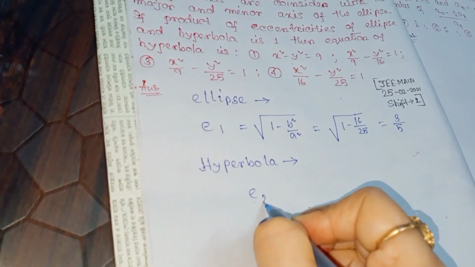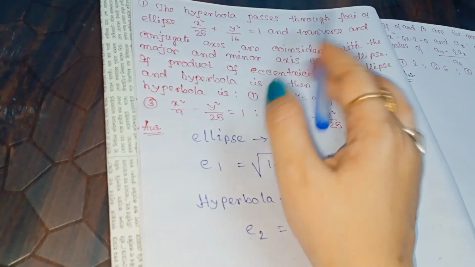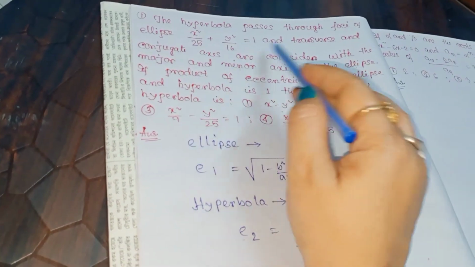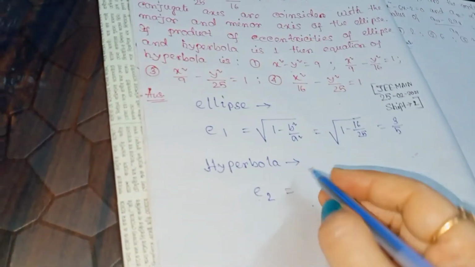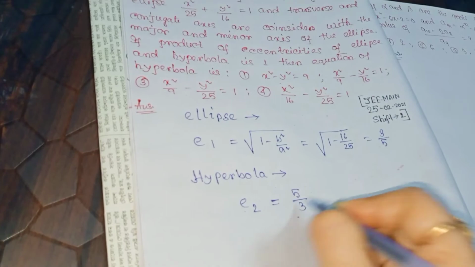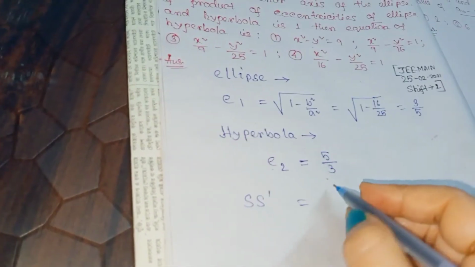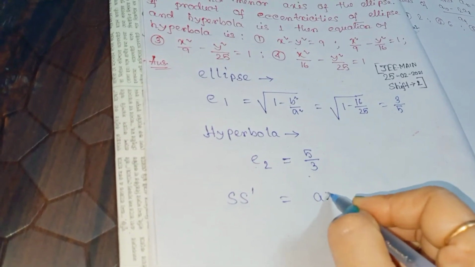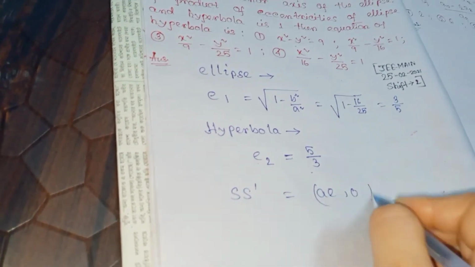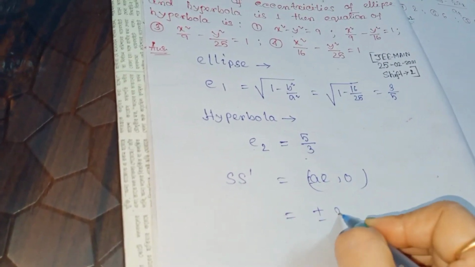So eccentricity 2 is equal to transverse and conjugate axis are considered. So the hyperbola passes through the foci of the ellipse, and the transverse and conjugate axes. So the hyperbola's eccentricity is equal to 5 by 3 according to the given condition. Now S dash is equal to plus minus AE comma 0, we know, so that is equal to plus minus 3 comma 0.